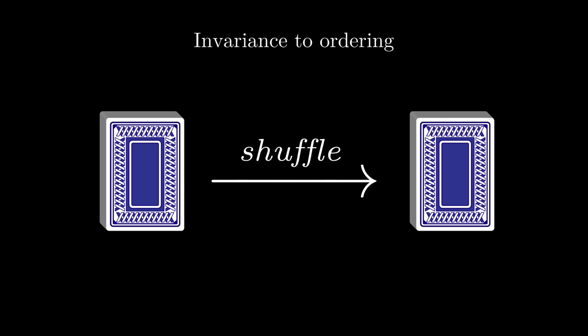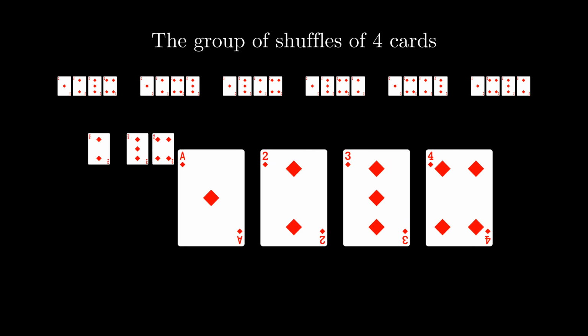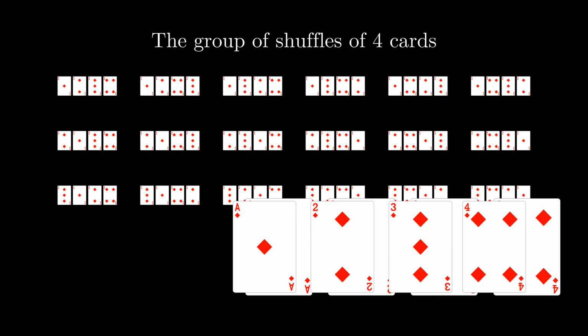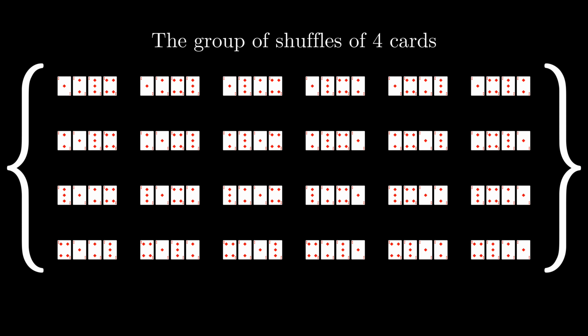So let's have a look at these shuffle groups. All the possible shuffles of 52 cards is probably too many to consider. So let's just look at 4 cards, and consider the group of shuffles of these 4 cards. As we saw before, a group is a set of symmetries, which is in this case all the possible shuffles. So we can list them out. Put them in a set, and construct our group.